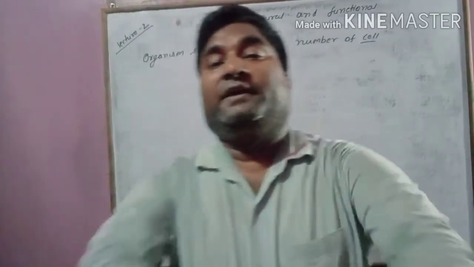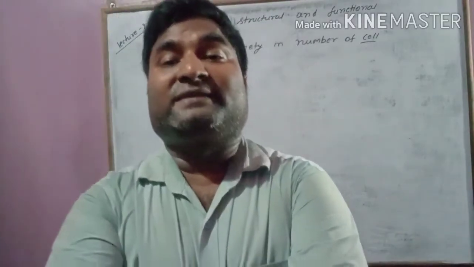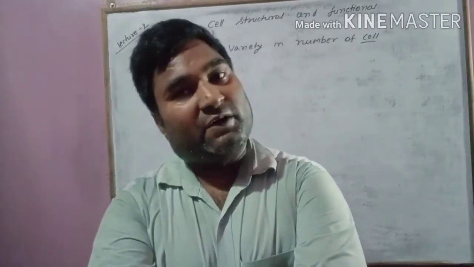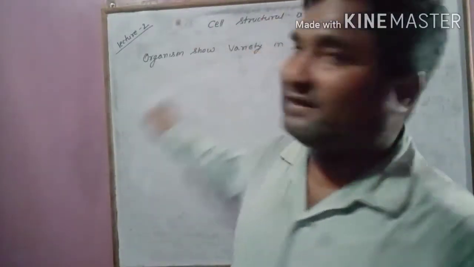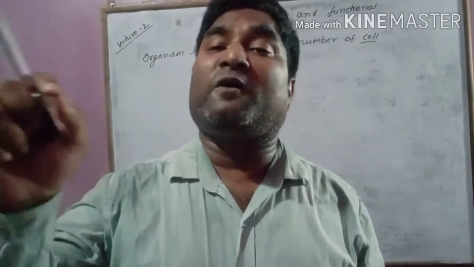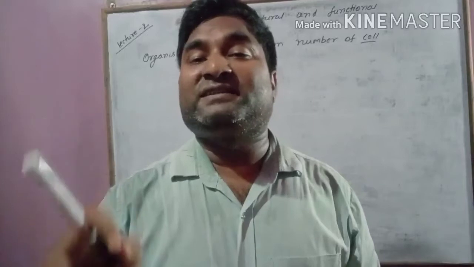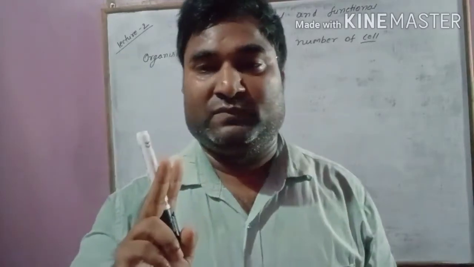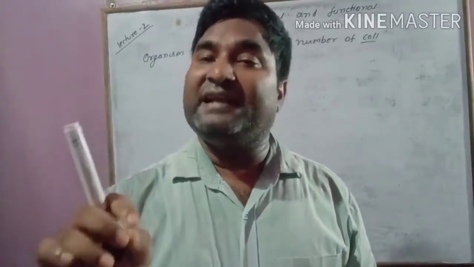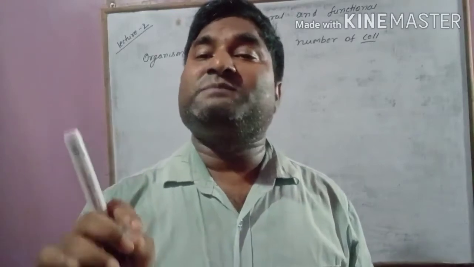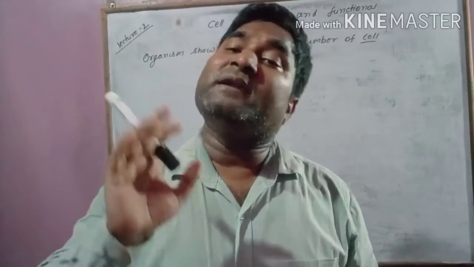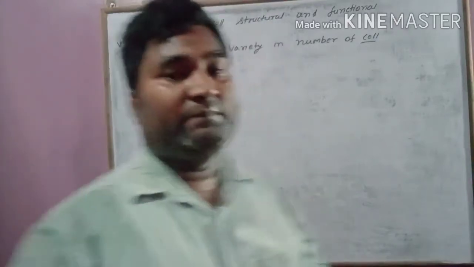Today we are going to see the variety in the number of cells in organisms. To make things a bit clearer, I will say that on the basis of the number of cells present, organisms can be divided into two categories: unicellular organisms and multicellular organisms.